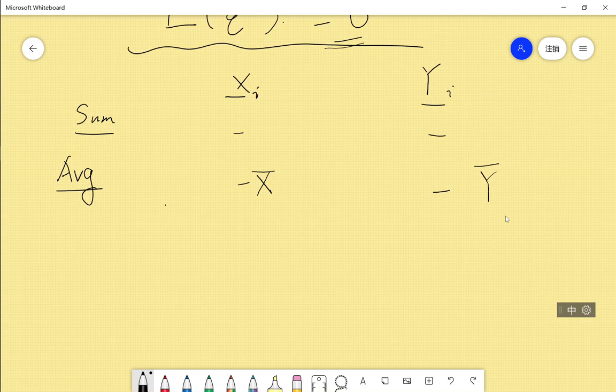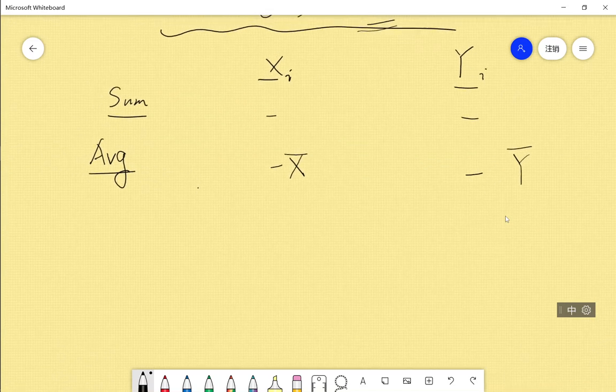Okay, once you got that and you compare every individual x and individual y with the average x and average y, you got the deviation from the mean. Okay, and once you got every deviation, you square that, you sum that, you got the sum of square deviation from the mean.